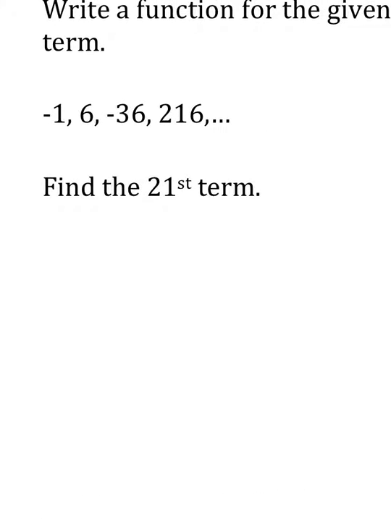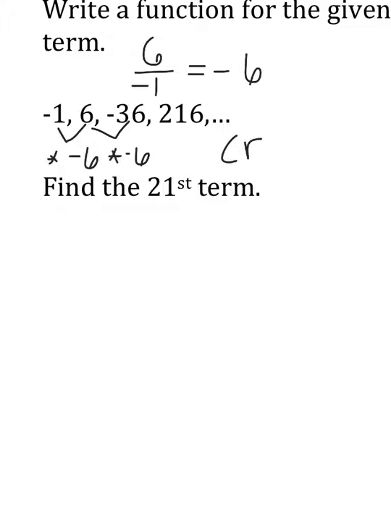Let's look at this sequence here. Let's try and figure out first, what is our common ratio? Well, from -1 to 6, that's multiplying by a -6. We'll check again, 6 to -36, that's also again multiplying by a -6. If we were unsure what the common ratio would be, we could always just take our second term divided by our first term, so 6 divided by -1, that gives us a -6, so we know our common ratio is going to be equal to -6.